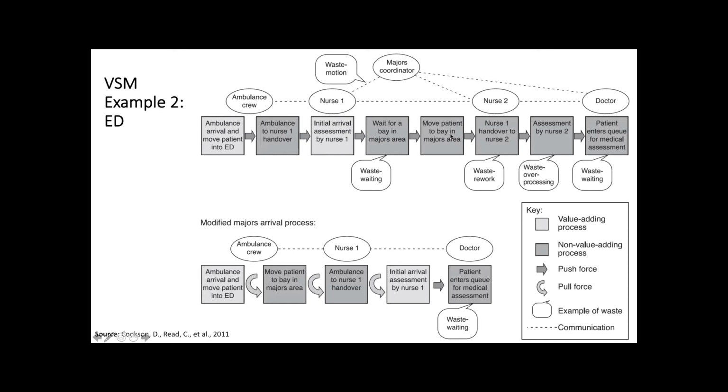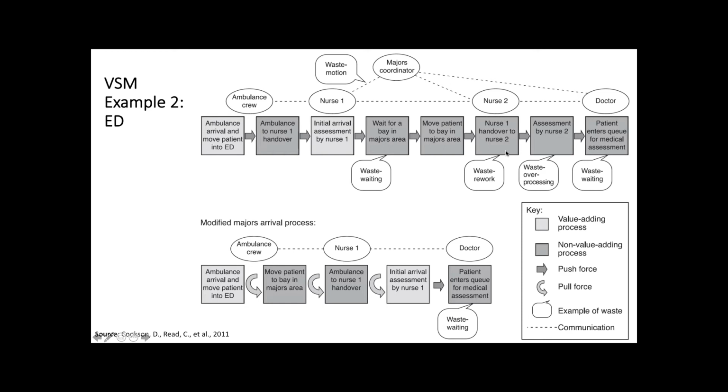Movement part, I would say, is necessary. Anyway, we want to get to the assessment room. So that's a non-value added operation, but it's necessary. But then the waiting part, I would say, is non-value added and unnecessary. I mean, if we have enough space, if we have enough beds, the patient doesn't need to wait, so they can just get to the assessment area.